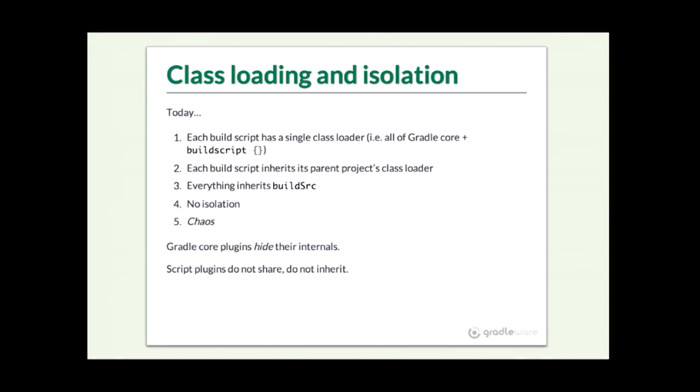Also, each build script inherits its parent project's class loader. So you have everything you define plus what your parent has defined. It's another potential source of conflicts. Everything inherits build source. So once you add a new dependency to your build source code, that is now rippled through all of your scripts as well, potentially creating collisions. There's no isolation between plugins, really, at a class level. And chaos, but maybe that's a bit strong, chaos in the same way that most Java deployments are chaos, that nobody knows what their dependencies are. Right? It's a similar kind of situation.